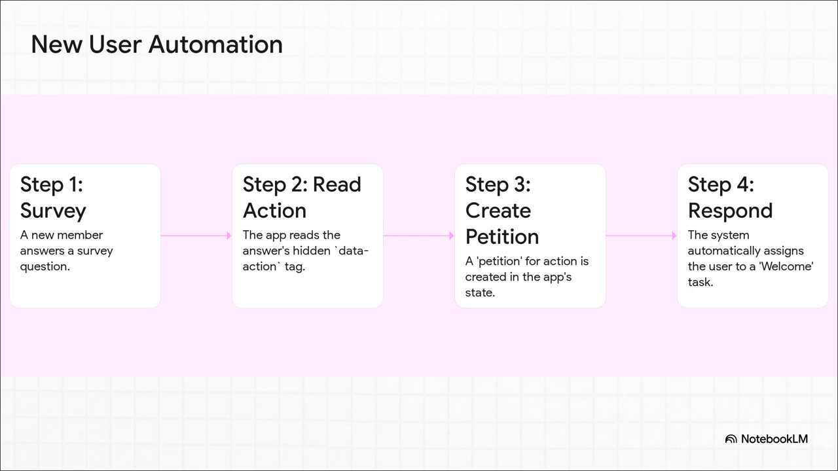Now, hidden inside that checkbox's code is something called a data-action tag. When they click it, the app doesn't just do something immediately. Instead, it creates what's called a petition, basically a request, and it sends that request to a central state manager. The rest of the system is listening for that change, and it reacts automatically, in this case, by assigning our new user to the event planning onboarding task.